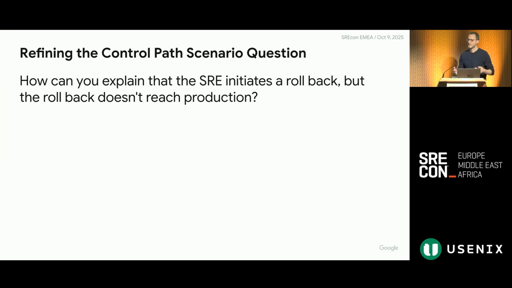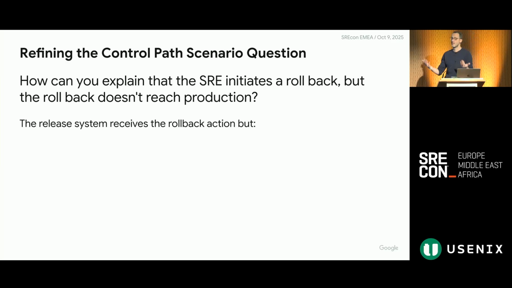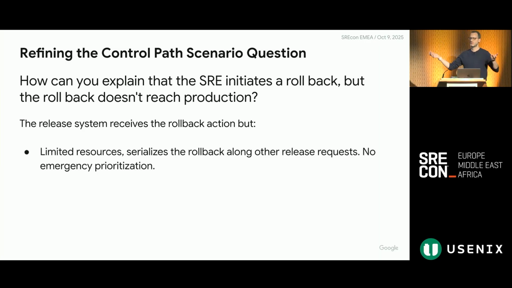Let's refine the control path scenario question. We have a few examples. There could be more, as you are proposing. So the release system receives the rollback action, but it runs with limited resources. And so it serializes the rollback along other release requests. And it happens that it does not prioritize the emergency rollback.